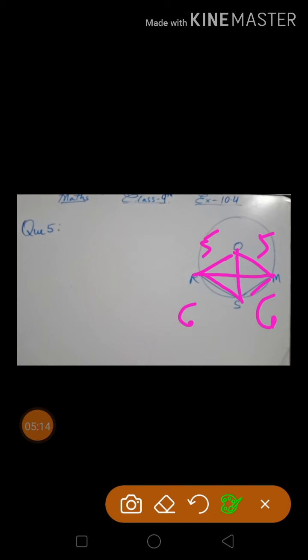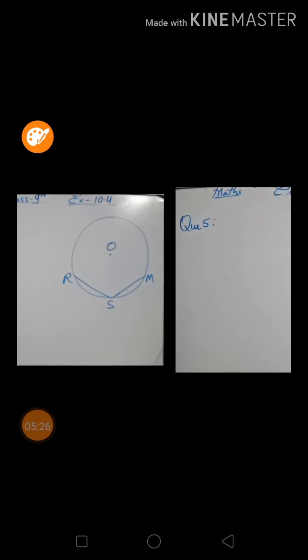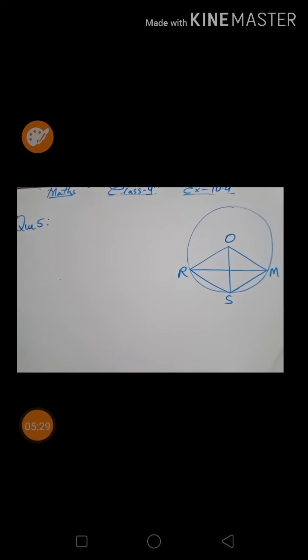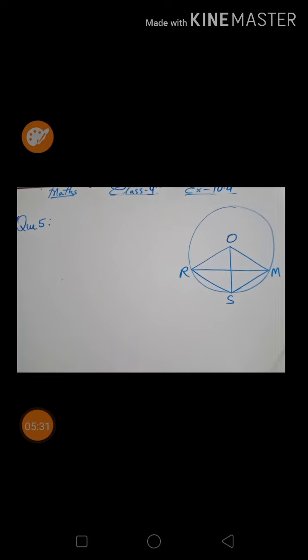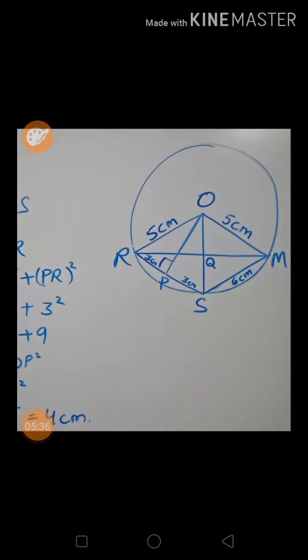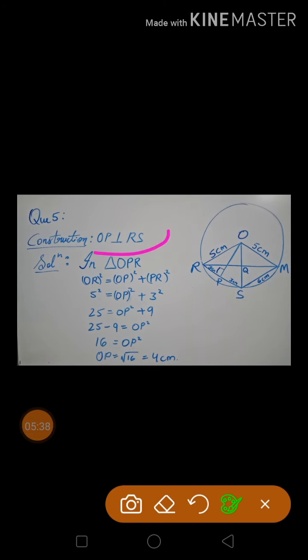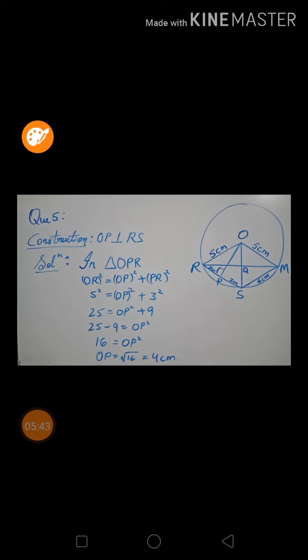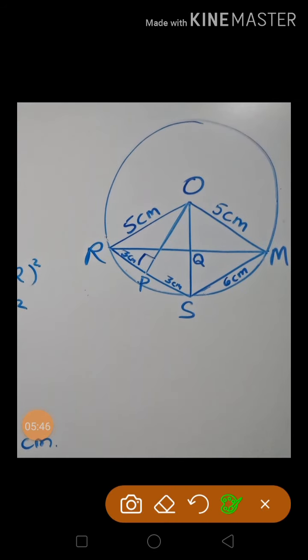Firstly we shall join these things according to the question which is given. You will write the given part by yourself as OR is equal to 5 and RS, whatever is given you will write. And one construction we will do. In this way you will join these points, and we'll write here OP is perpendicular. We are drawing OP which is perpendicular on RS. You can see this OP which is perpendicular on RS in this way.